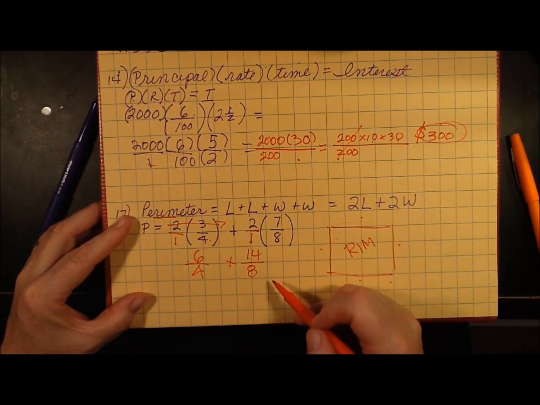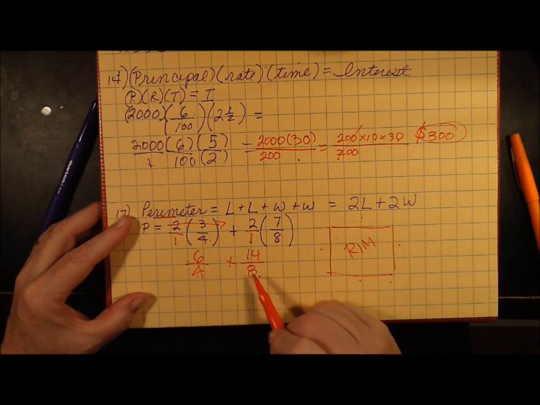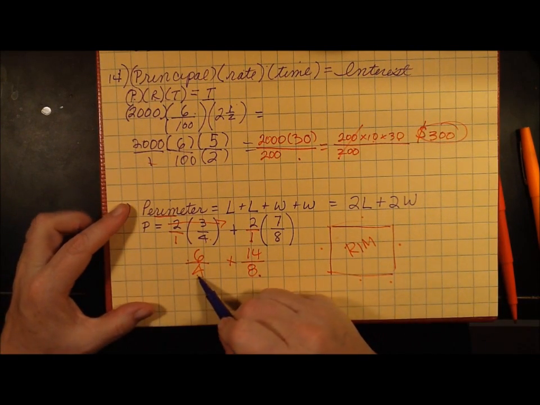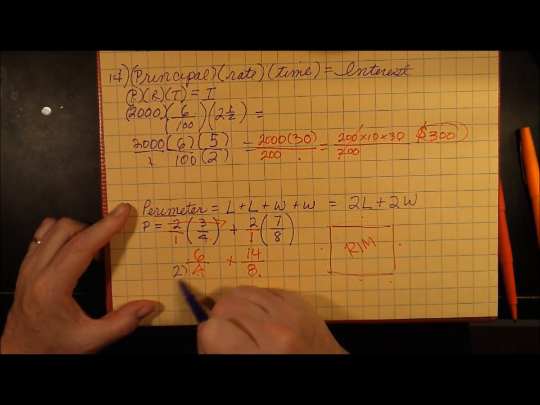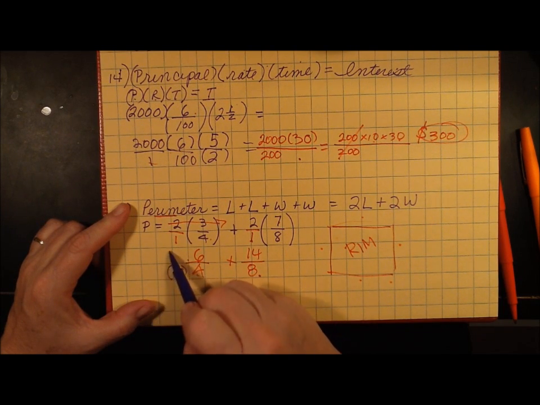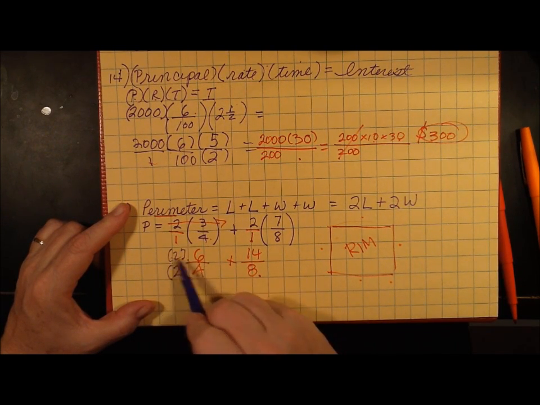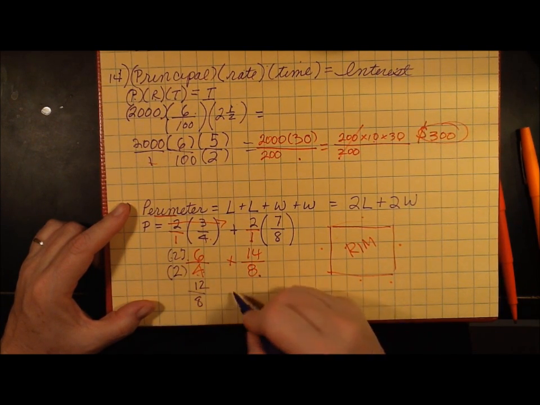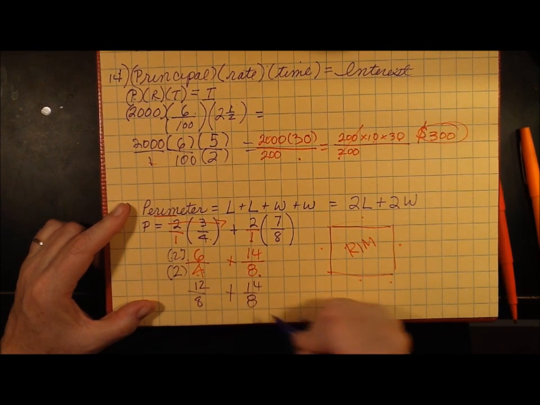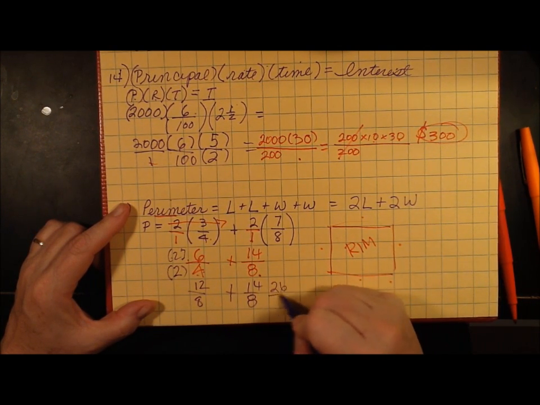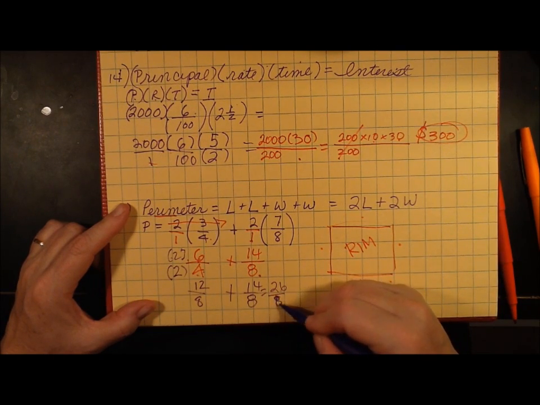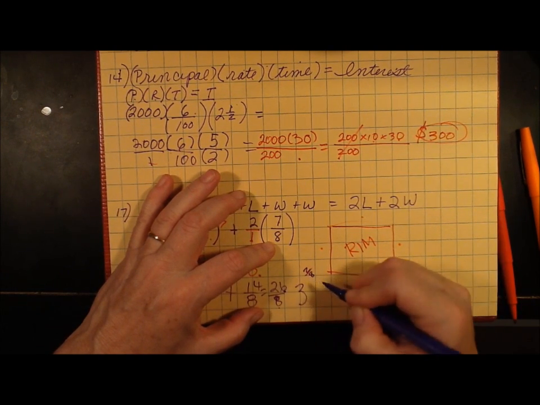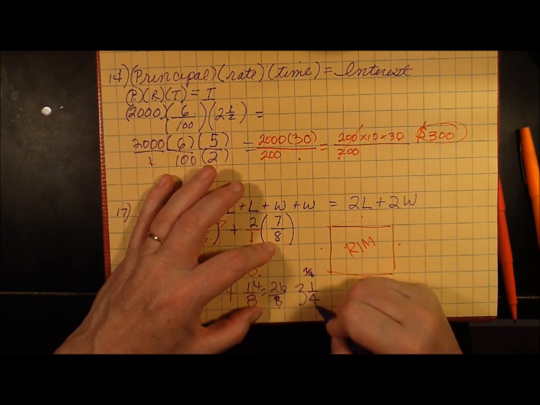Now, I can't add these together yet because they have different denominators. This is not a case of family, but it's definitely a case of friends. To get from 4 to 8, I'm going to bump it up by 2. What I do to the bottom, I have to do to the top. So 2 times 6 is 12. 2 times 4 is 8. Plus 14 over 8. That gives us 26 over 8. And 8 goes into 26 3 times, with 2 8s left over, which is the same as 1/4.